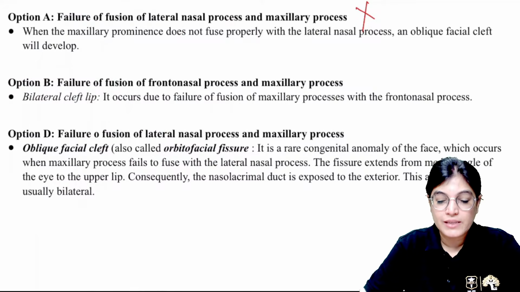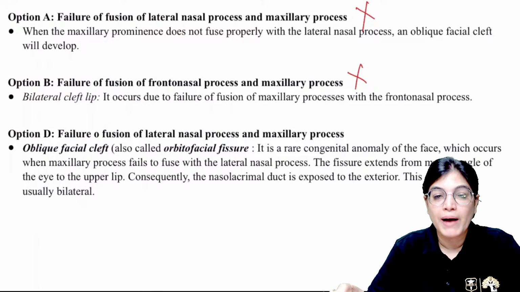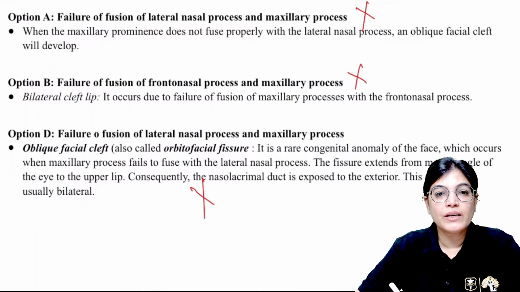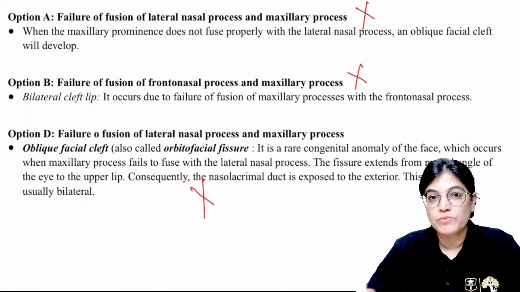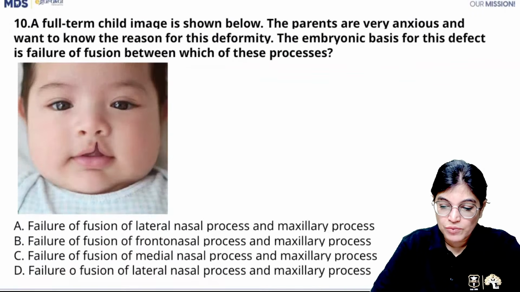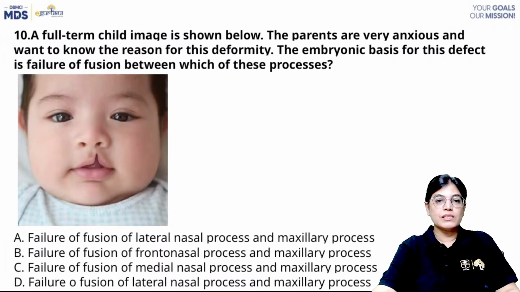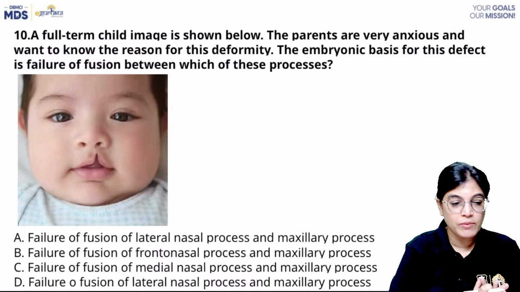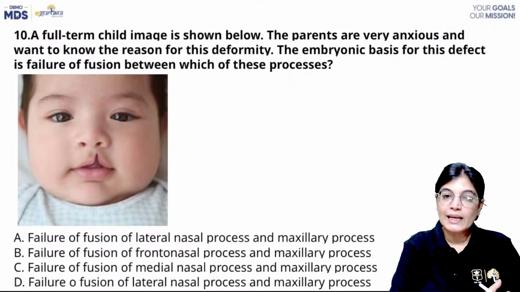Failure of the frontal and nasal process doesn't happen. It is a case of bilateral cleft lip, and failure of fusion of the maxillary and lateral nasal process is definitely the oblique facial cleft. This same type of question has been repeated a number of times in the INI-CET exam, in which they will give you an image and ask for the correct answer.